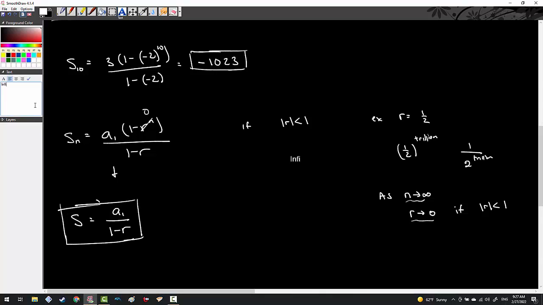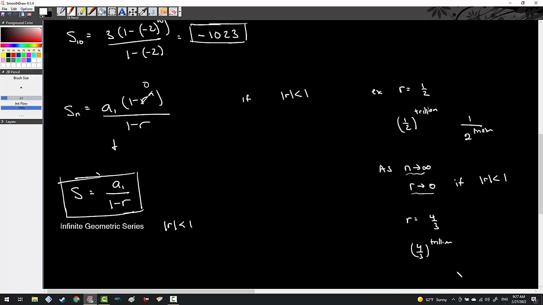So, infinite geometric series. And again, the stipulation of this really is that the absolute value of r does in fact have to be less than 1 in order for this to happen. Because imagine if the r value was, say, 4/3. If I took 4/3 to the trillionth, well, clearly that's going to grow and explode into infinity, and that's going to cause the sum to diverge. So we definitely want that r value to be less than 1.